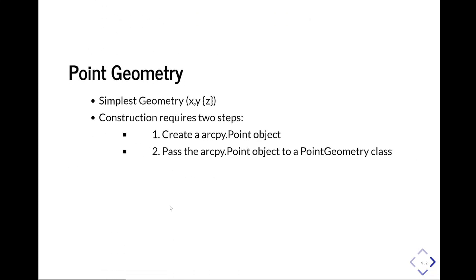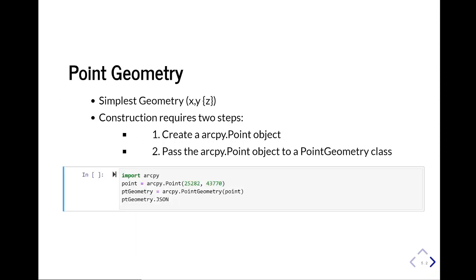The point geometry is our simplest geometry. This is just some location in outer space. It's XY with an optional Z coordinate. It also supports M, which is for, I believe, Network Analyst, really. And it requires 2 steps. First, you create an ArcPy point object, and then you pass that point object into a class. So let's take a look at how that works.